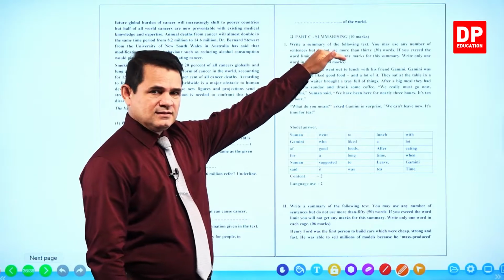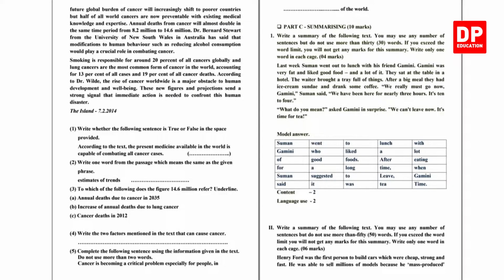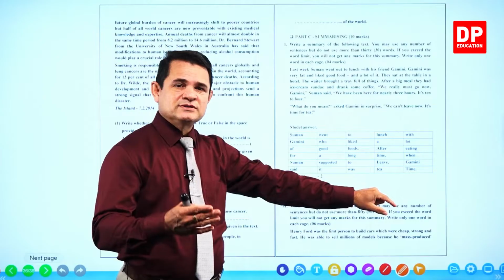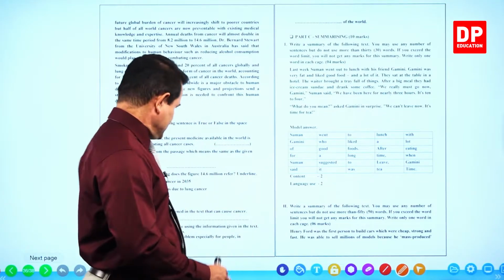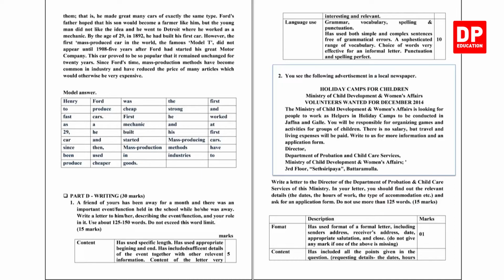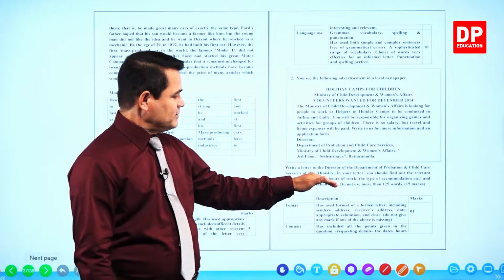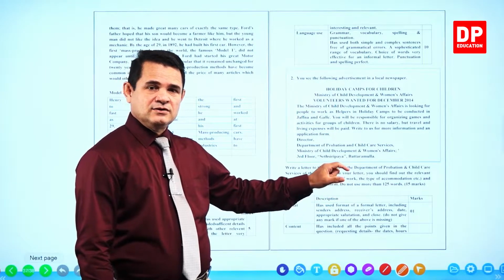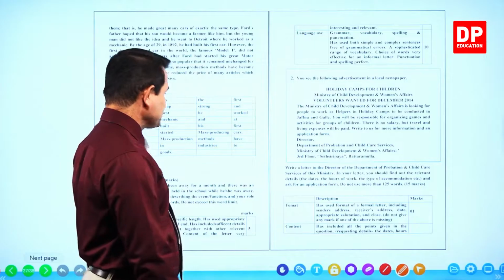In part C, that is in the old syllabus, you get summarizing, right? In the new syllabus you don't get that one, but you can practice this one also. This is good for your life. And next, in part D, once again here you have to write a letter. It is an informal letter. Write a letter to your friend. Here you have another one to write a letter to a certain company, or a formal letter. So these are the parts you get in the second paper.